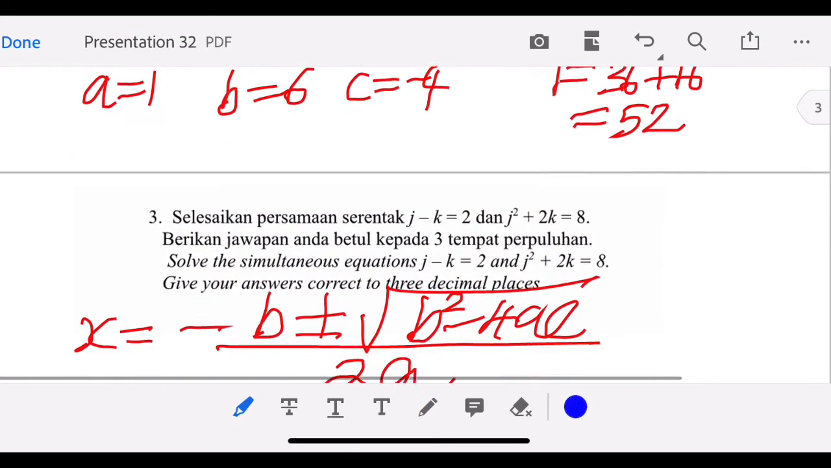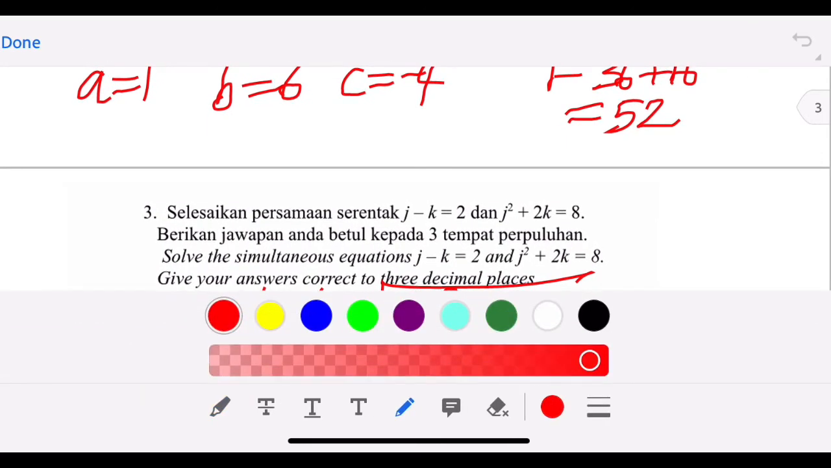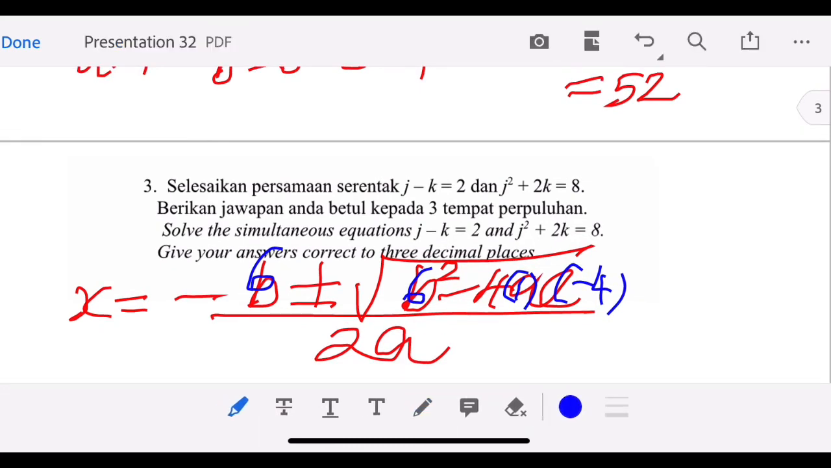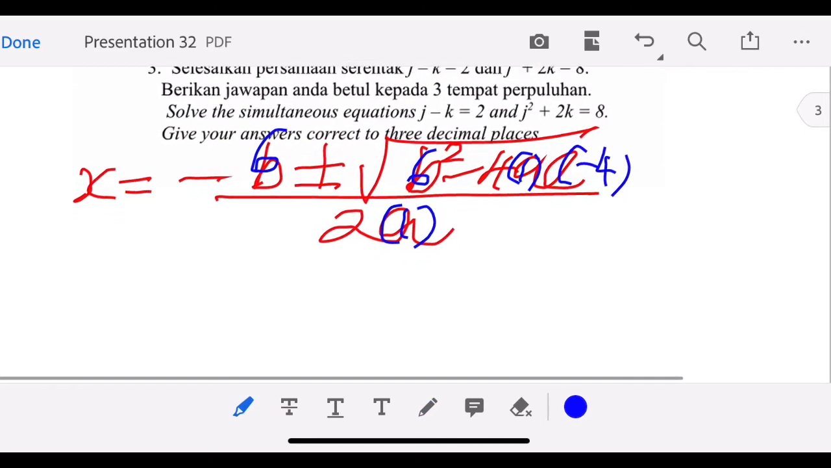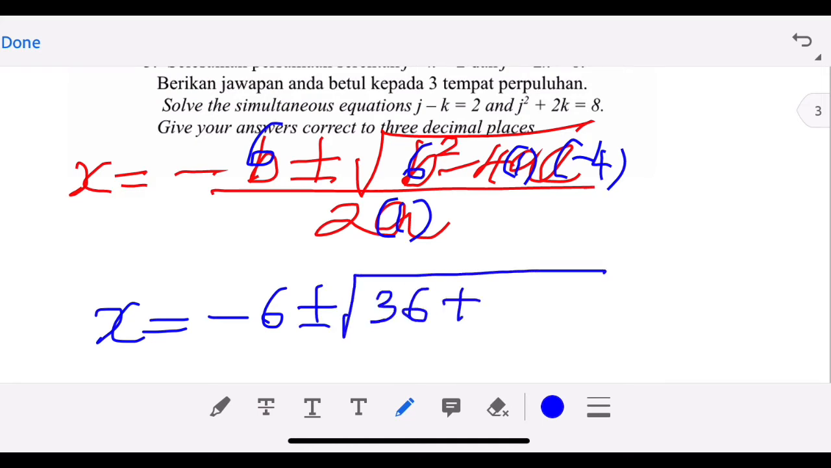Okay, let me show you how I substitute. I'm going to substitute the a, b, c inside. So this one will be 6, and just now this one we got the 52 already, right? This is 1, this is negative 4, over 2 times a, which is 1, right? So you just substitute. That means you know how to apply the formula. This one you need to show, alright? You have to show.